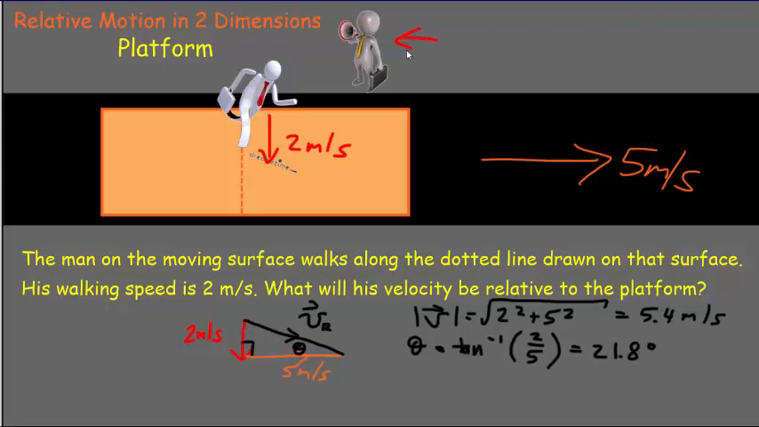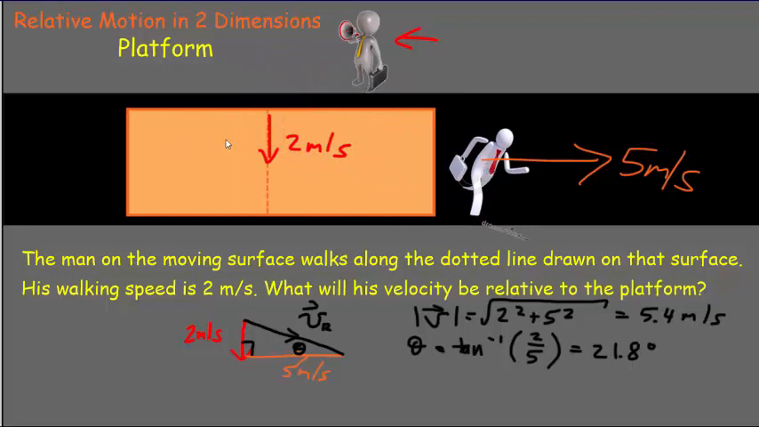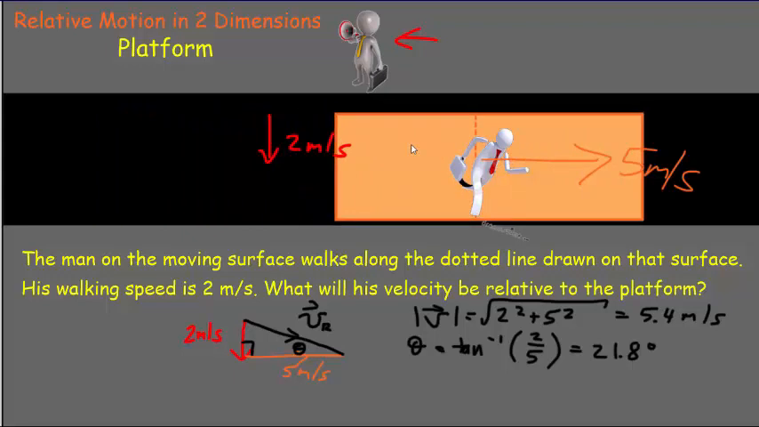Relative to our guy on the platform, it's going to make a motion kind of like this. This is what he's going to see. Most of the motion is due to the moving car, and then there's some added motion due to him walking across. And of course the subway will move along, so he's still staying right along that dotted line.